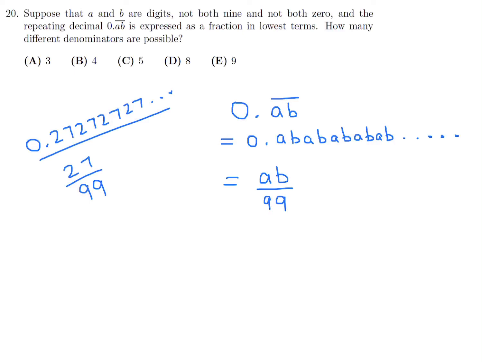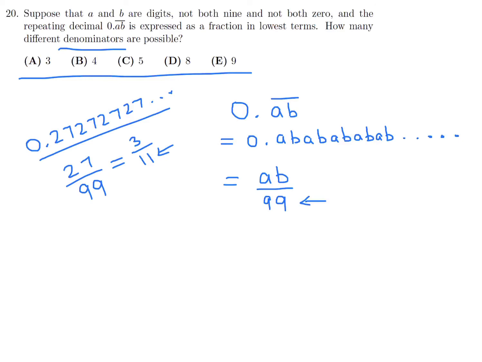Okay? So they want you to figure out how many different denominators are possible. Well, you might say, well, 99, that's the only one, isn't it? And 1 is not one of the choices, so obviously there's more. But how is there more? Because these fractions can be reduced to lowest terms. In this one, for example, that I gave, 27 over 99, if you divide top and bottom by 9, you'll get 3 over 11. So 11 becomes a possible denominator. You see what I mean? That's why there's more than one.